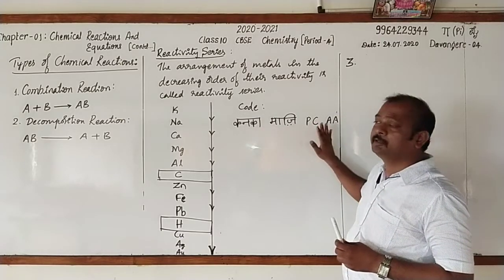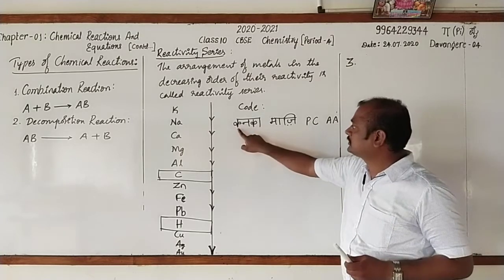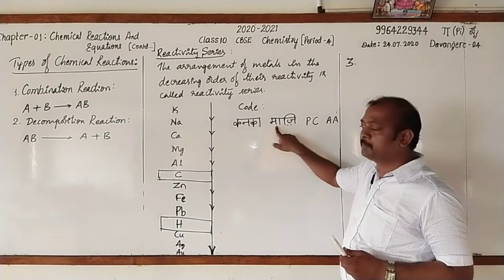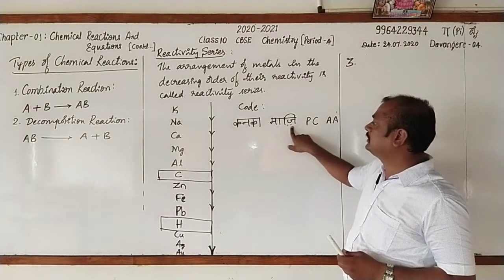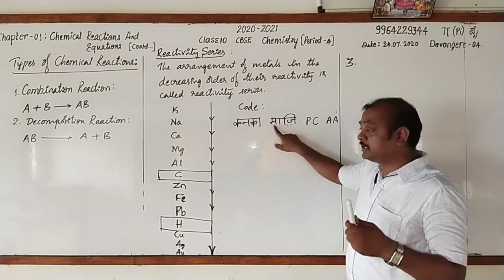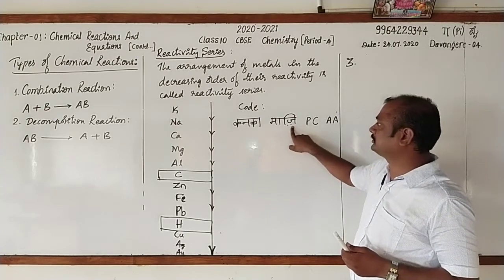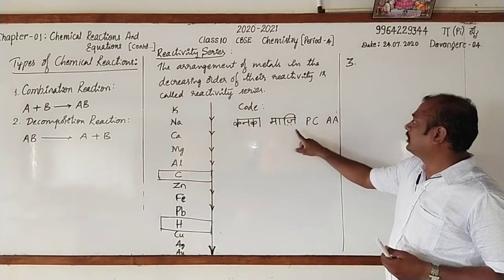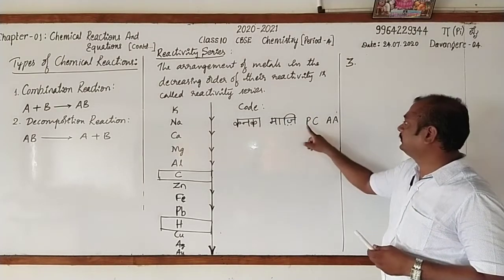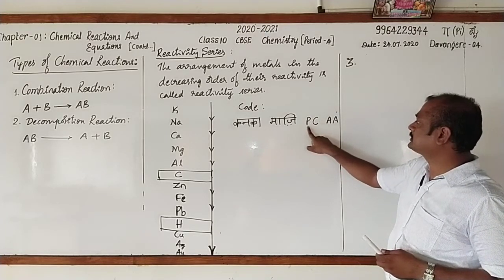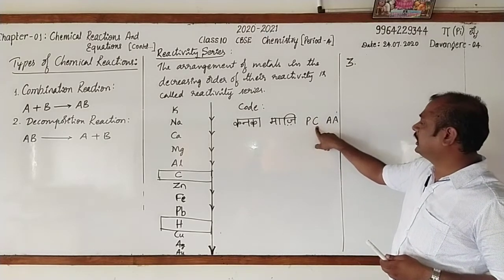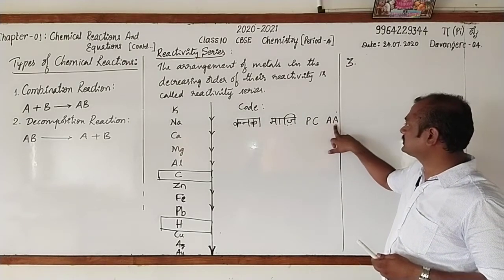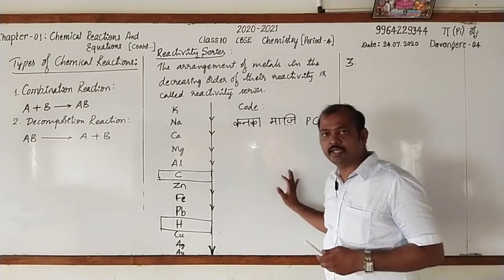Kanaka, Mazi, PCAA. See that? Potassium K, Na, Ca, Ma, Mg. Then A is aluminium. Then this is Mazi, zinc. Then iron. Then Pb, nothing but lead. And C, copper. And this is Ag, and this is Au, silver and gold. You can remember like this.